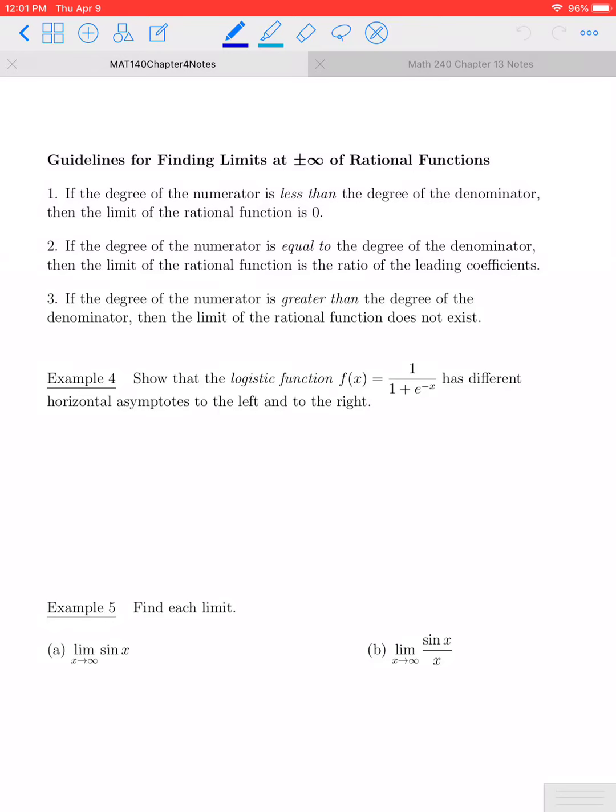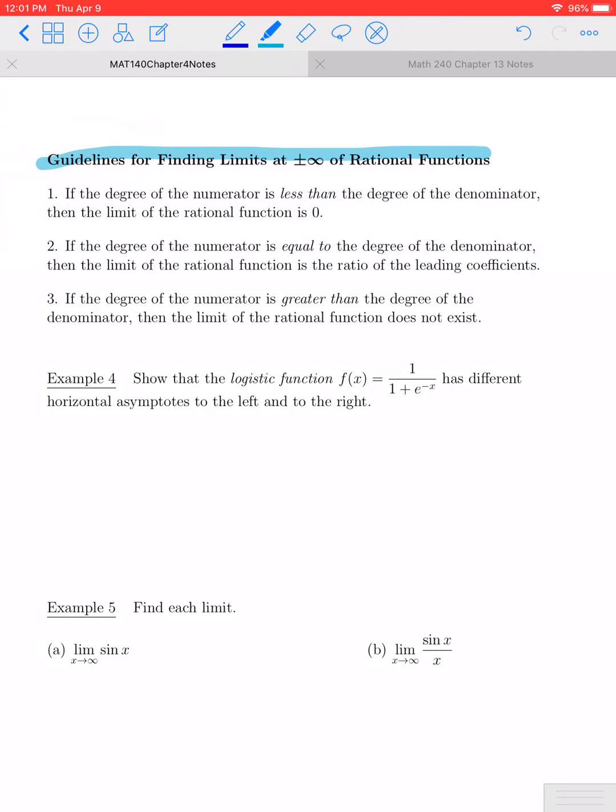The guidelines for finding limits at infinity for rational functions is something that we just highlighted in the last two examples. I'll summarize them here. If you're finding the limits at infinity of a rational function, they can be entirely categorized by whether the highest power of x is in the numerator or the denominator, or whether it's equal.